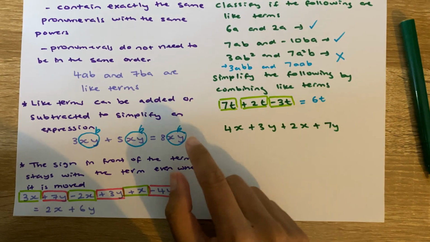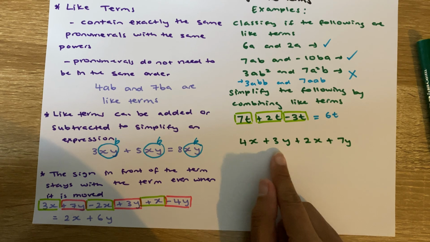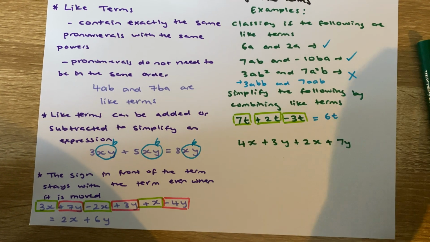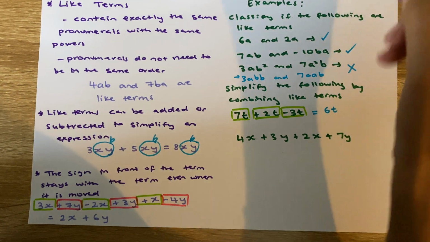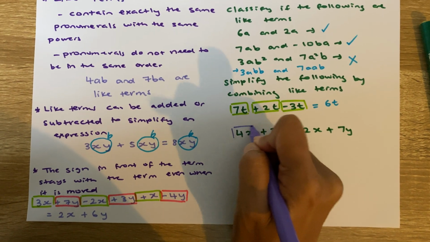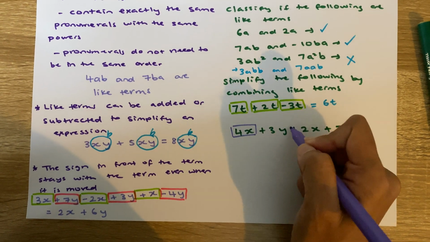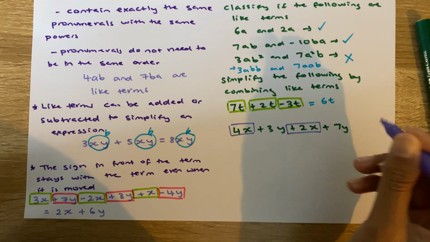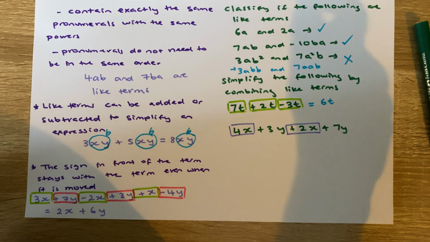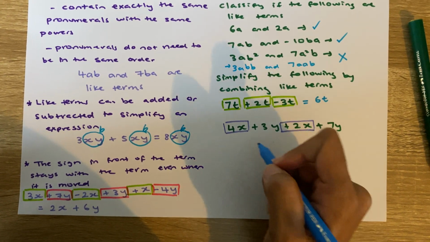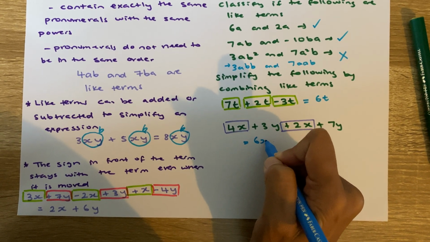In this one, you can see that I've got a mixture of x's and y's. So the first thing we're going to do is highlight what I have. I'm going to highlight my x's in purple. So I've got a 4x and I've got a 2x, and I'm going to add that up first. So 4x plus 2x equals 6x.